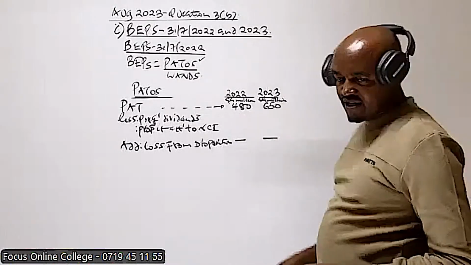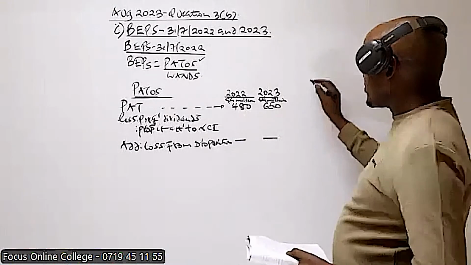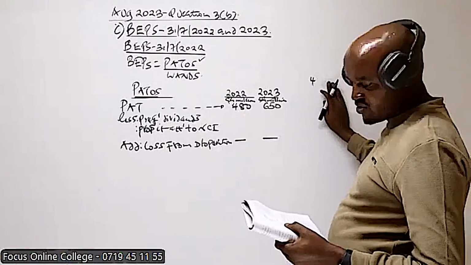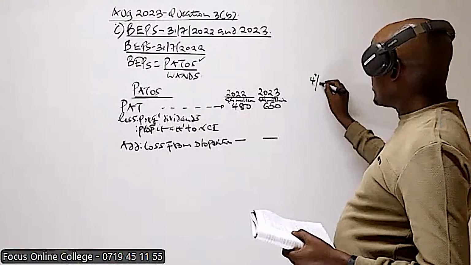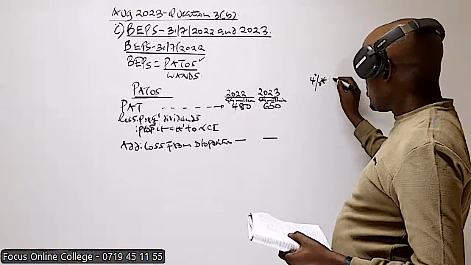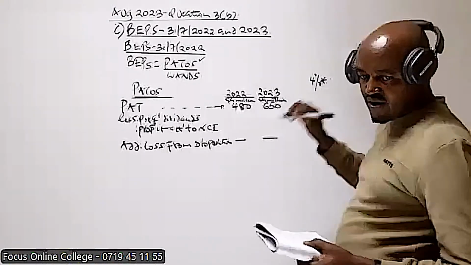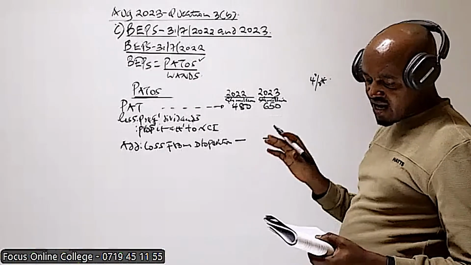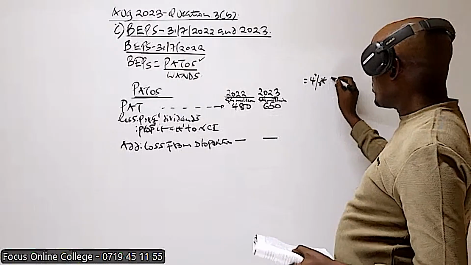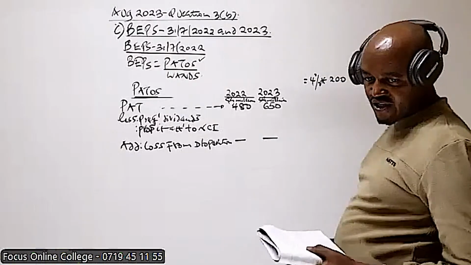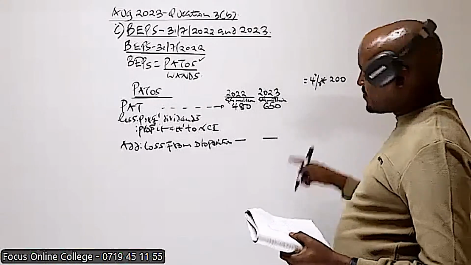So the preference dividend for the 2 years will remain the same, because you can see there was no change in the preference share capital, and the preference dividend should be 4% of the preference share capital. I hope you can see the preference shares were issued at 4%. The dividend to be paid each year should be equal to 4% of the preference share capital. Preference share capital is 200.